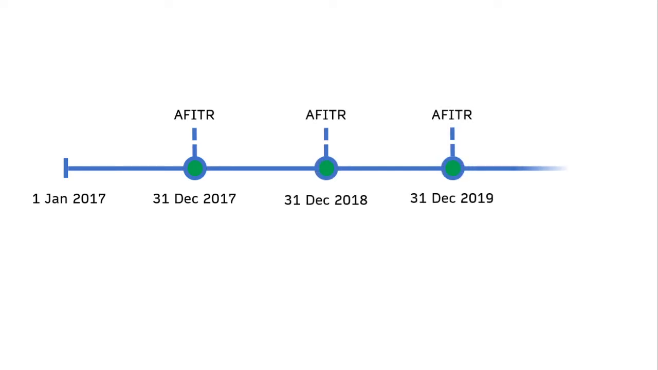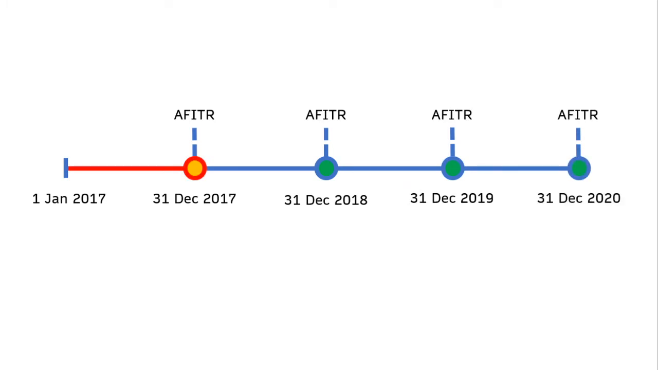So when do we need to provide such allowance? Let's say we started our business on the 1st of January 2017. When we close the accounts at 31st December, an adjustment for allowance for impairment of trade receivables shall be made, and this will be done at every year end.